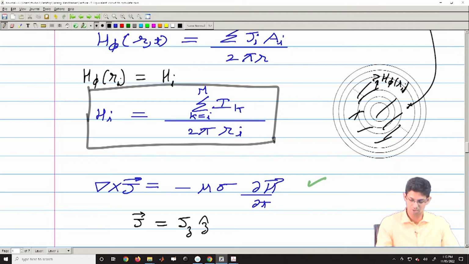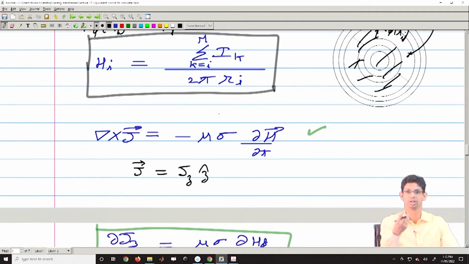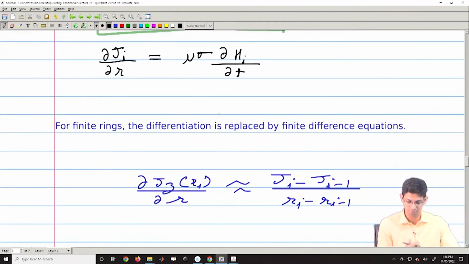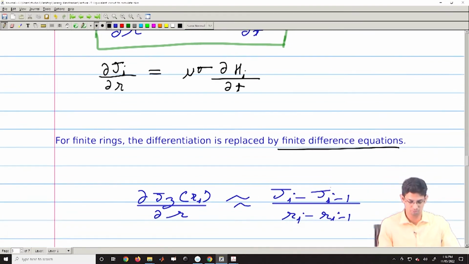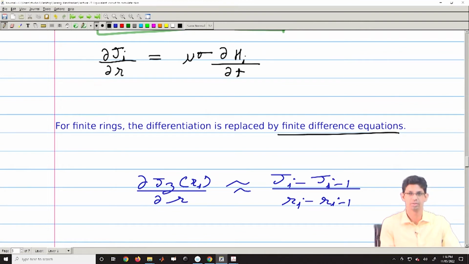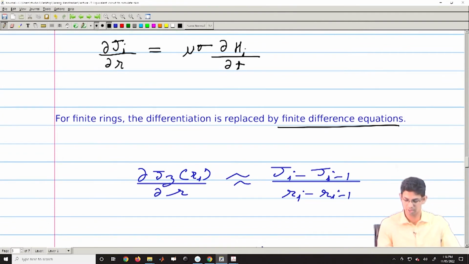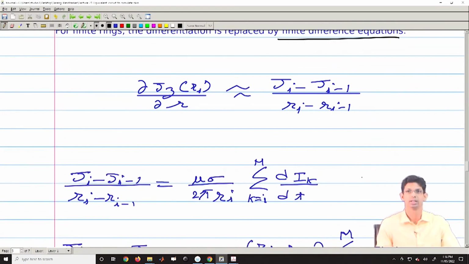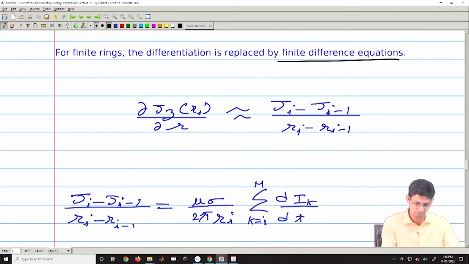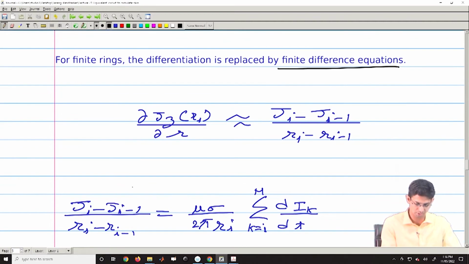So, all the subsequent inner rings should be considered in your current. For finite rings, what we will do is replace this differentiation by a finite difference equation. So, my partial derivative with respect to r would be replaced by this difference equation. Once I do that, I can get an expression like this. I have replaced my differentiation with this in this equation.